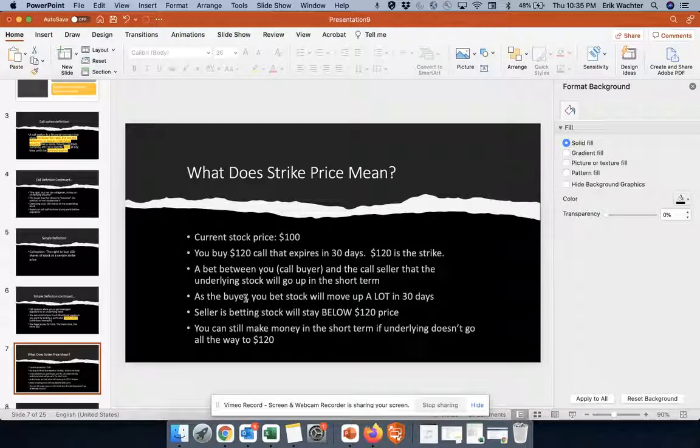As the buyer, you bet the stock will move up in 30 days, but it has to not just move up a little bit, it has to move up a lot for you to be profitable. But that doesn't mean in the short term, if it moves up even a little bit, and we showed you, if it moves up just $2 in a week's time, we were up like $48 on Snapchat. So you can sell that and profit, and then you win that. Like I said, you can still make money in the short term even if the underlying stock doesn't go up much.